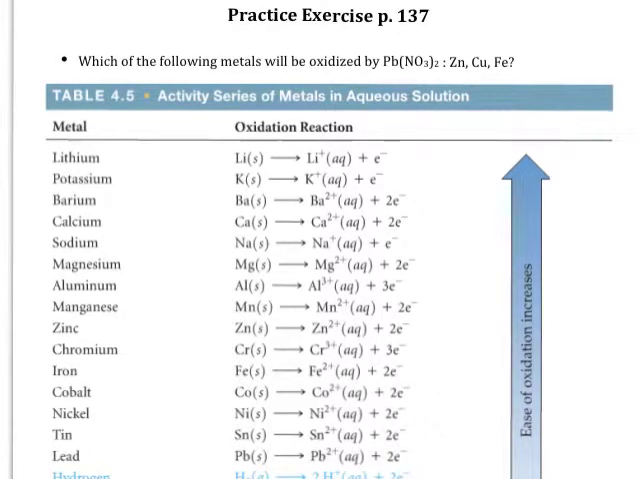This is a practice exercise from page 137 in the textbook. We're trying to figure out which metals will be oxidized by other metals using the activity series. So the question asks, which of the following metals will be oxidized by lead nitrate? Is it zinc, copper, or iron?